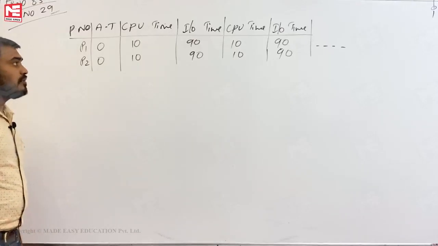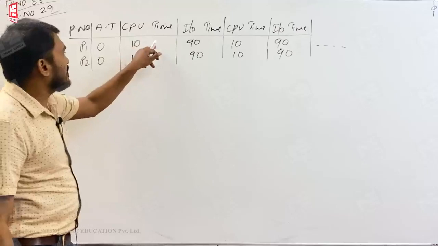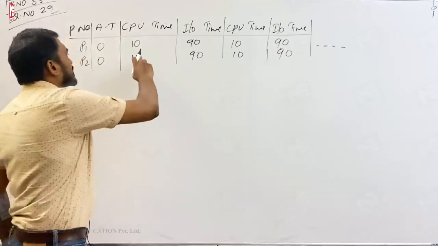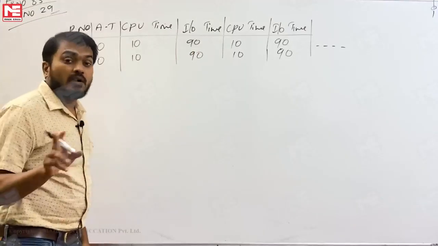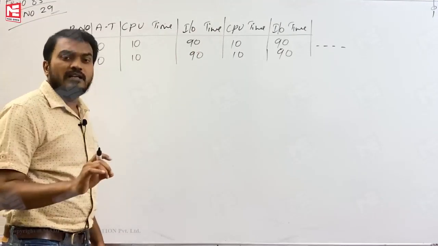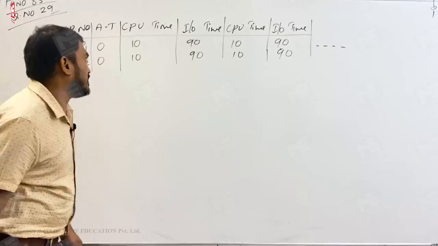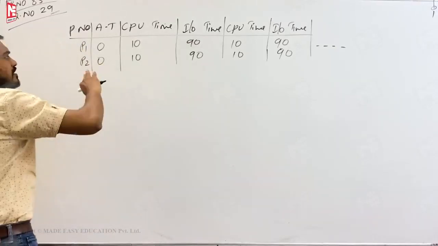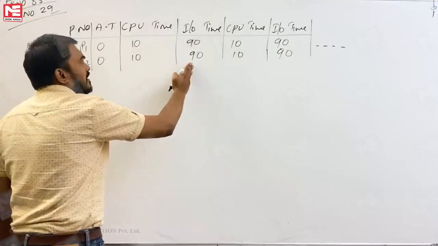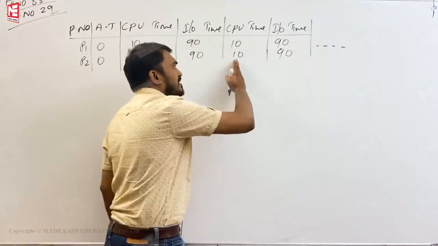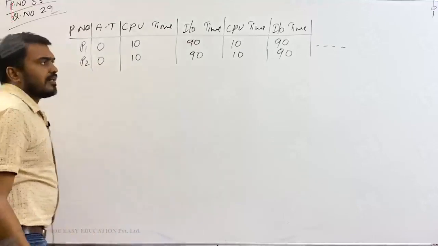Remember, somebody made a mistake even in writing the times, writing 10, 90, 90, 10 in the wrong manner. That is wrong. Understand the question properly, because understanding the question is very important. Each process alternates 10 seconds of CPU burst with 90 seconds of IO burst, and the same thing will continue like this.